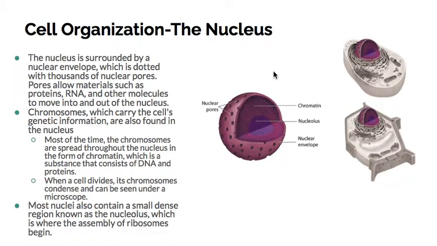When a cell divides, its chromosomes condense into those nice X-shaped things that we are so familiar with, and then they can be seen under a microscope. But most of the time, it's in this form of chromatin. Most nuclei also contain a small, dense region known as the nucleolus, which is where the assembly of ribosomes begins.